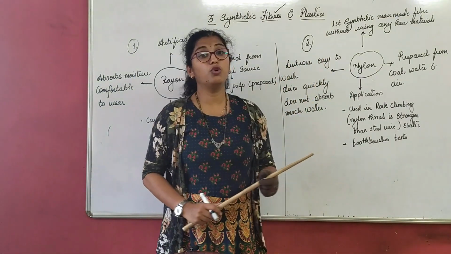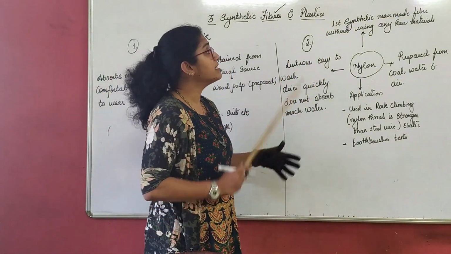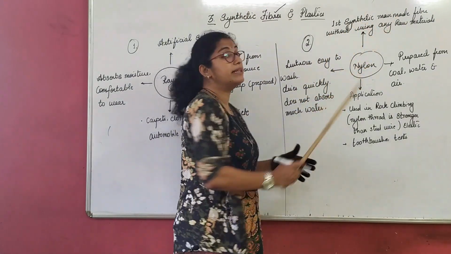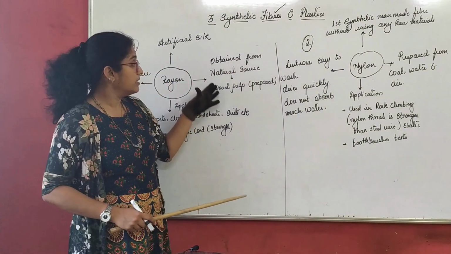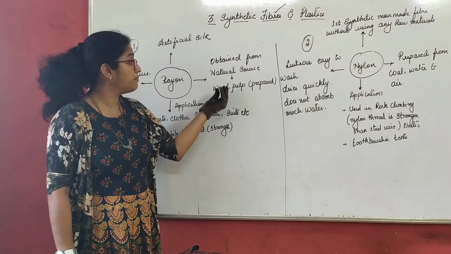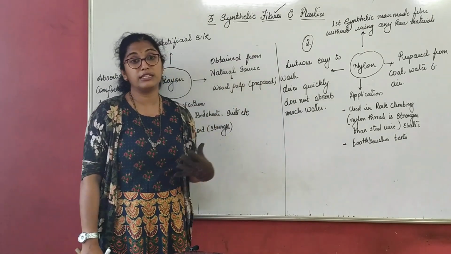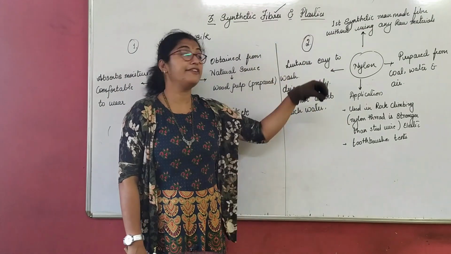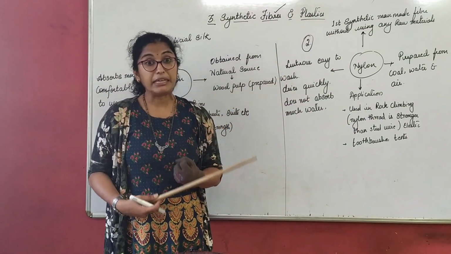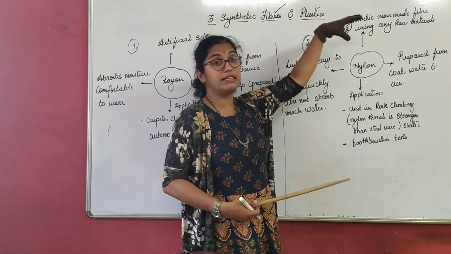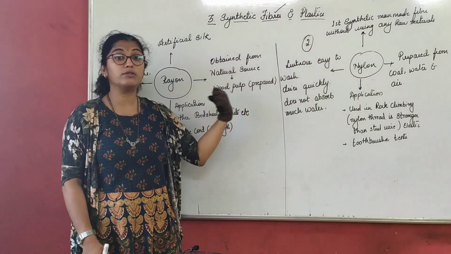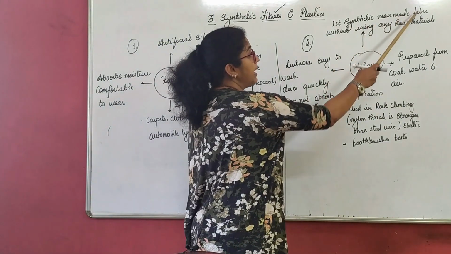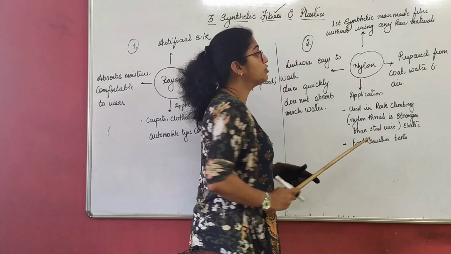Next, second, we'll move on to nylon. Nylon is the first synthetic man-made fiber without using any raw materials. That means rayon also comes under synthetic fiber, but we have used a plant source as a raw material, right? So here, this is the first synthetic man-made fiber, which is made from chemicals. That is why it is the first synthetic man-made fiber without using any raw materials, while rayon is prepared using a raw material which is a natural source.